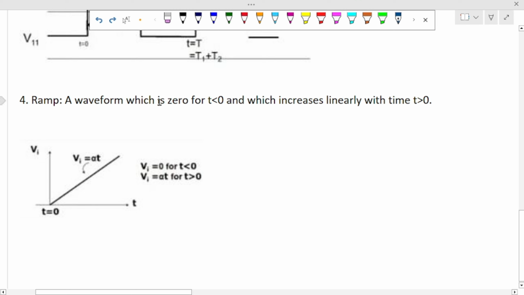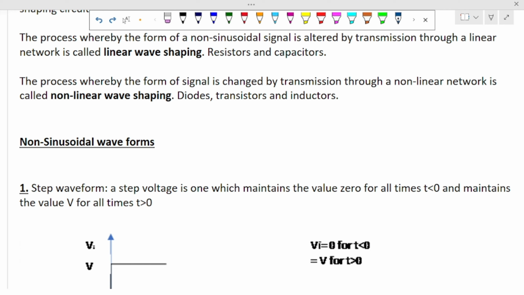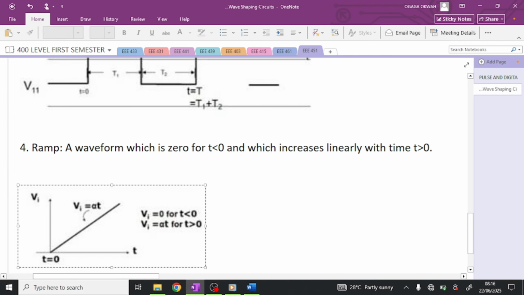So the ramp: a waveform which is 0 for t less than 0, which increases linearly with time t greater than 0. So voltage and time, it increases linearly. So you see it as a straight line, as vi is directly proportional to t, and that's a constant there. So these are the waveforms which are reshaped when they go through a linear network.